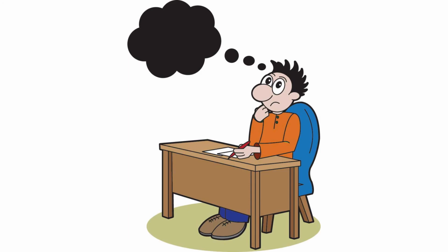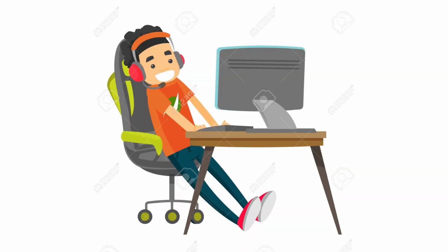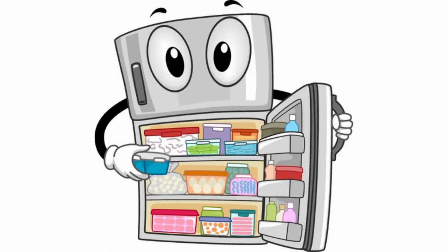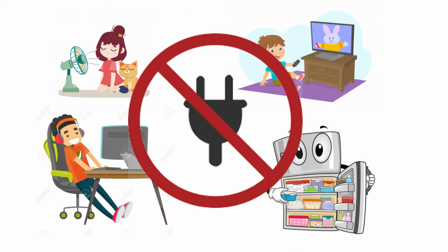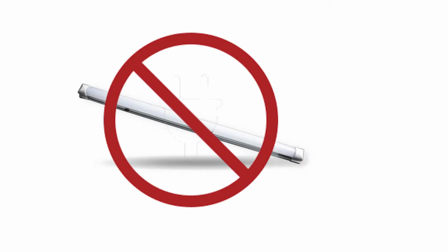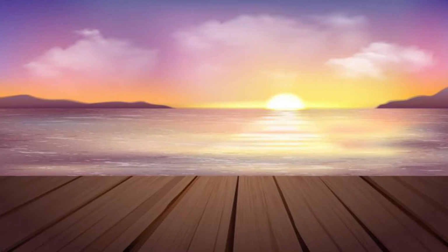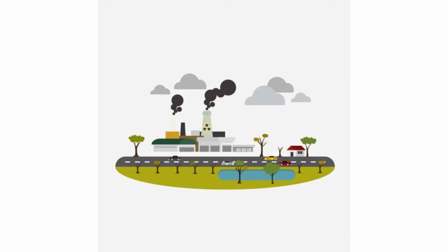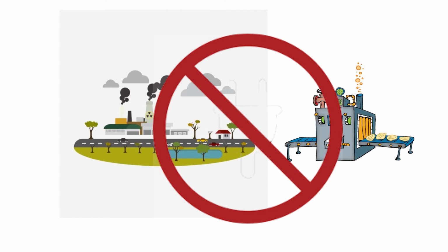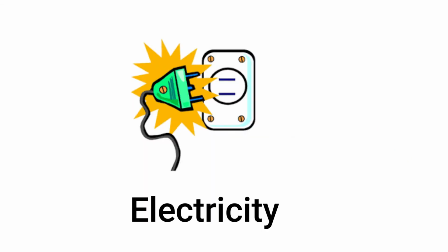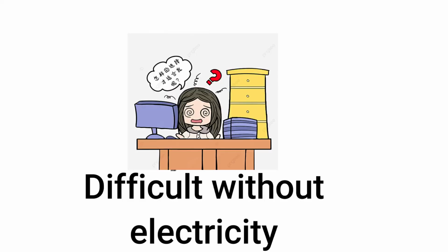Imagine life without electricity today. Various appliances like television, computers, fan, and refrigerator will stop working. There will be no tube lights or bulbs to remove darkness after sunset. Machines in factories will stop working. Electricity has become such an important resource that it is difficult to imagine our lives without it.